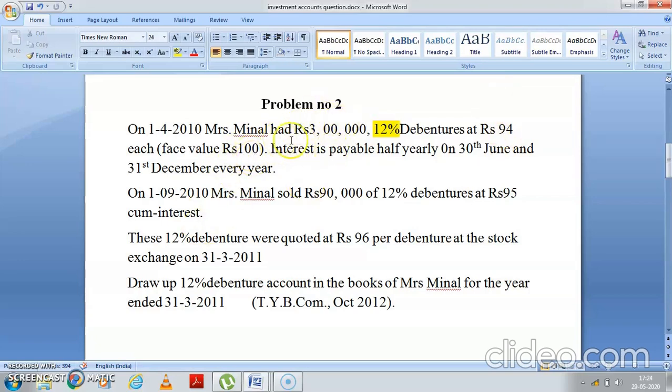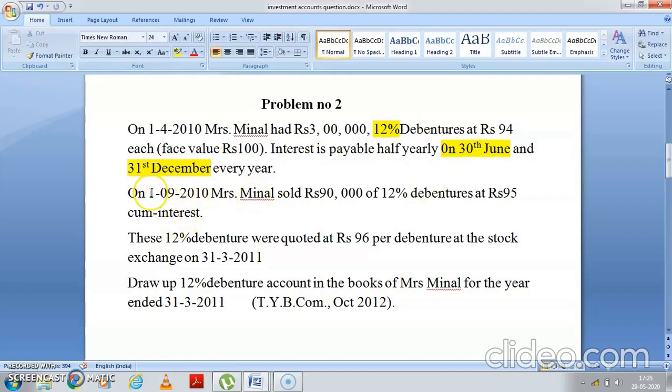So what is the number of shares you are having? You are going to divide 3 lakhs by 100, so that will come to 3000. That means number of debentures are 3000 debentures of rupees 100 each. Interest is payable half yearly on June and December. See, I've already told you in my introduction video, interest can be paid yearly, monthly, quarterly, half yearly. So this time it is half yearly. That is, in a year you are receiving interest two times, in June and in December.